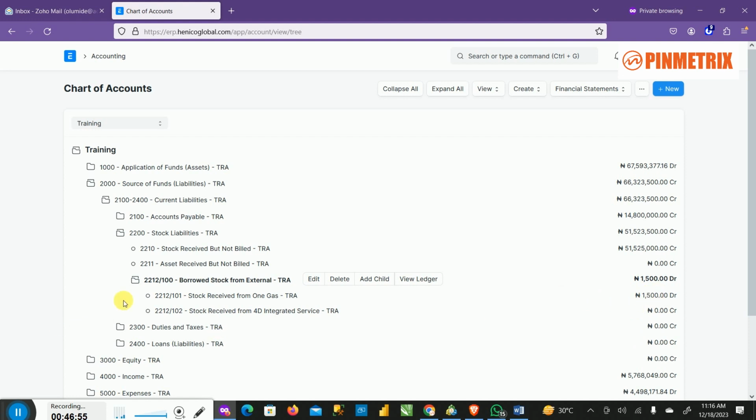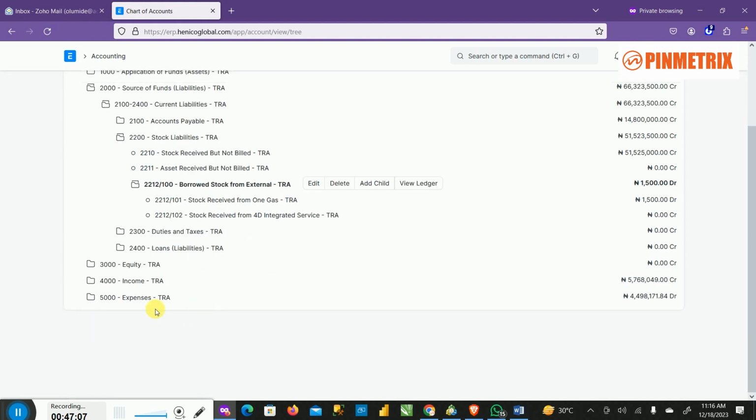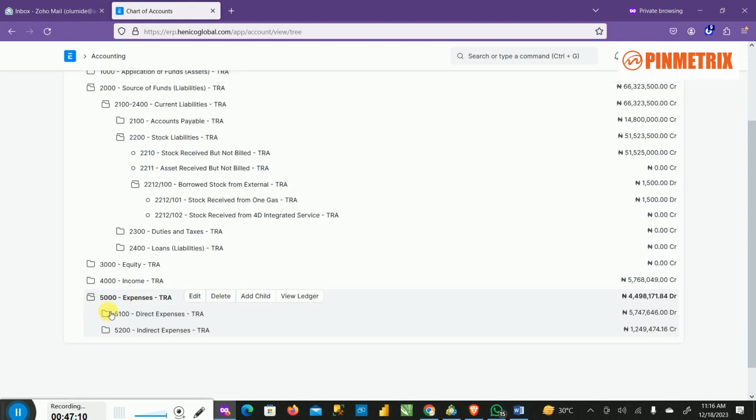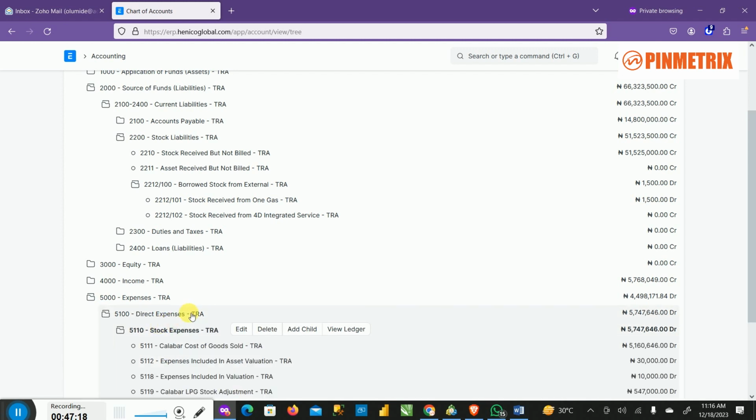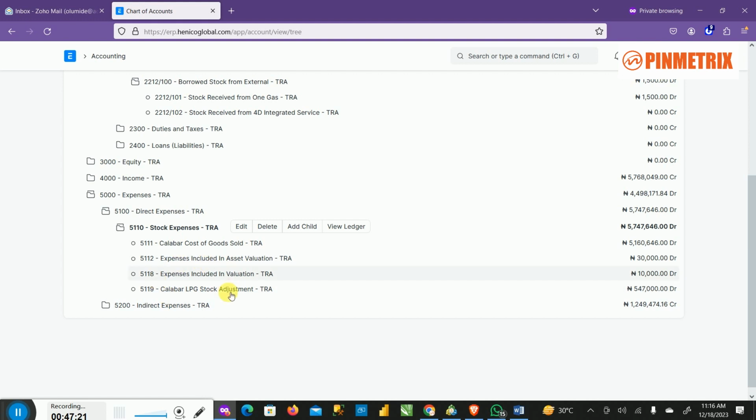Raise a journal entry by crediting this account with 1.5 and taking it to your stock adjustments account. So if you look at your cost adjustments account, looking at this, you can now move it to this account. You understand? That shows that the difference between both of you is being cleared. So that aspect is closed.